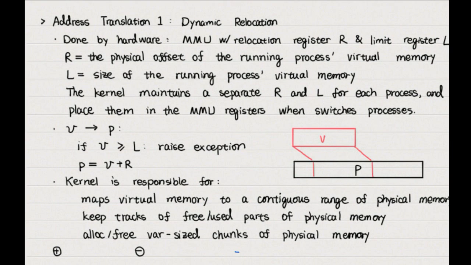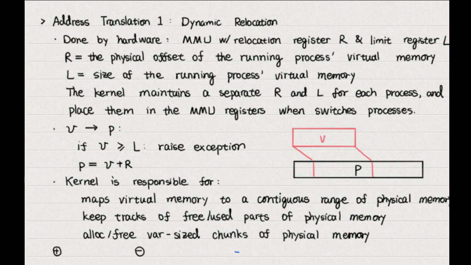The simplest address translation approach is called dynamic relocation. Dynamic relocation is performed in hardware by MMU with 2 special registers, relocation register and limit register. For simplicity, we'll refer to the value stored in the relocation register as R and the value stored in the limit register as L. The running process's virtual memory is a contiguous chunk of physical memory. Relocation register stores the physical offset of the running process's virtual memory. Limit register stores the size of the running process's virtual memory.